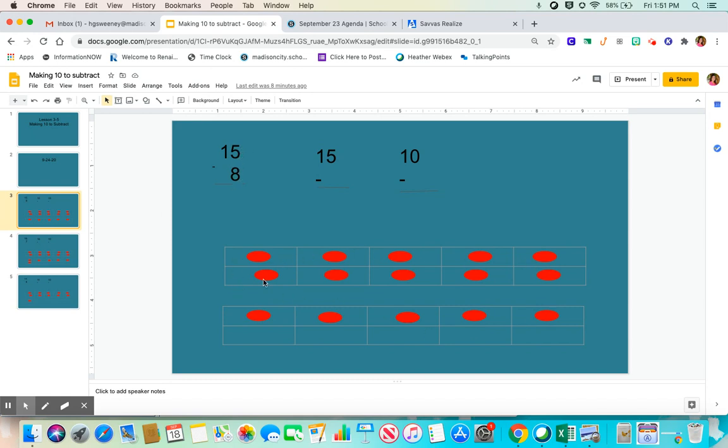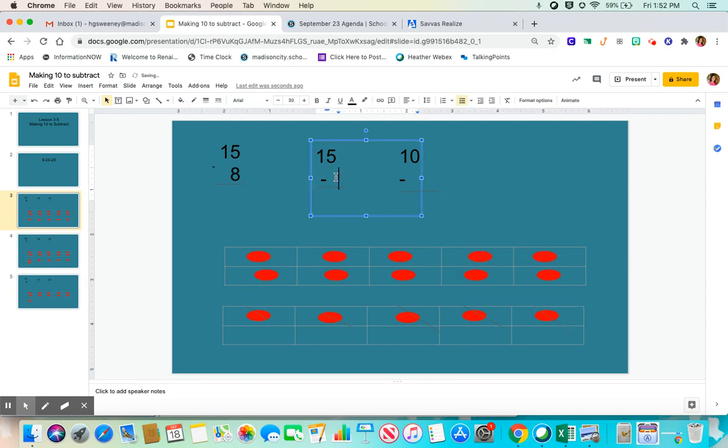And here I have 15 counters. So first what I want to do is take away the counters that will get me to just 10 left. Okay? So I'm going to go ahead and cross out these. 1, 2, 3, 4, 5. So first, I'm going to take away 5 to leave me with just 10. So I can say 15 minus 5, and I know that's going to give me 10.